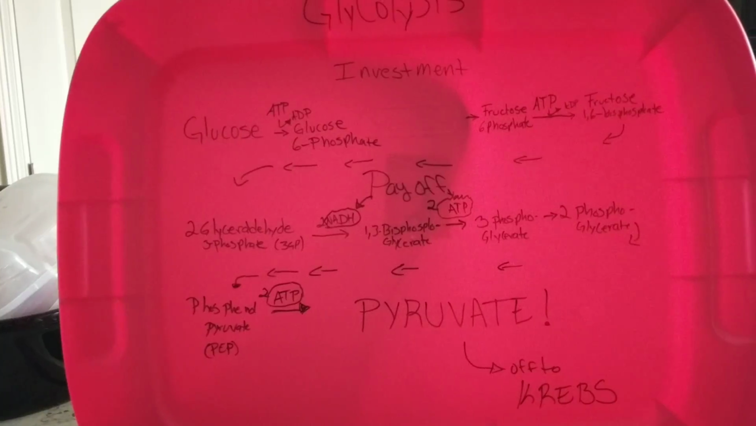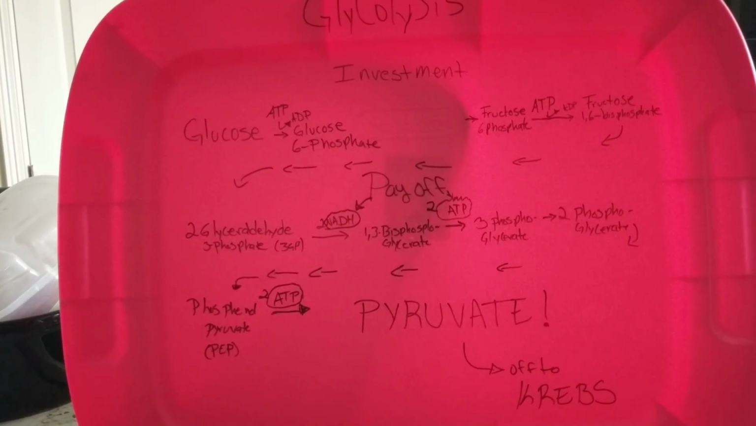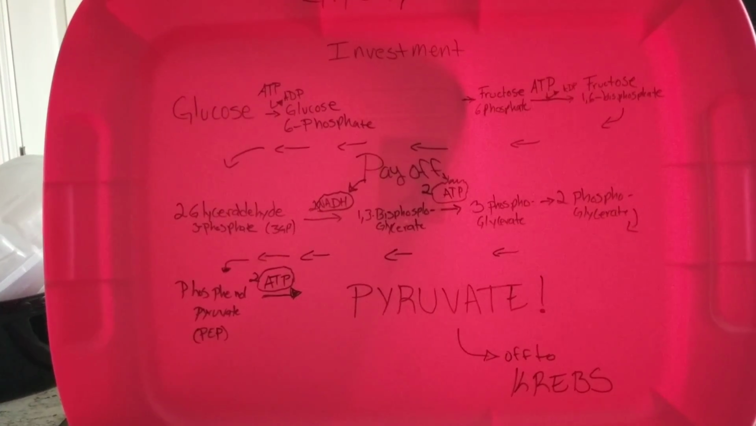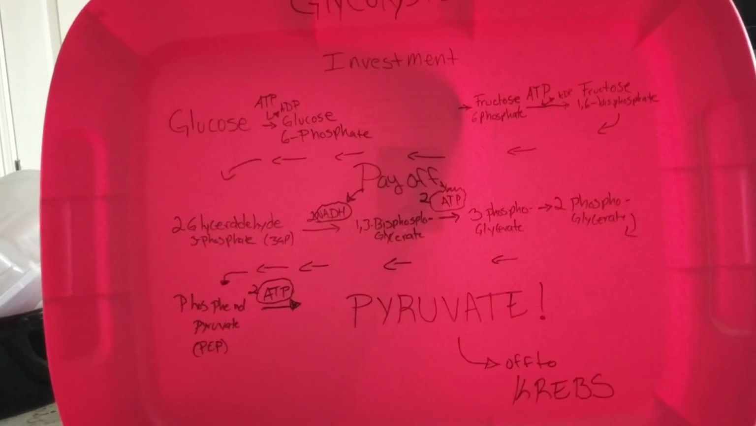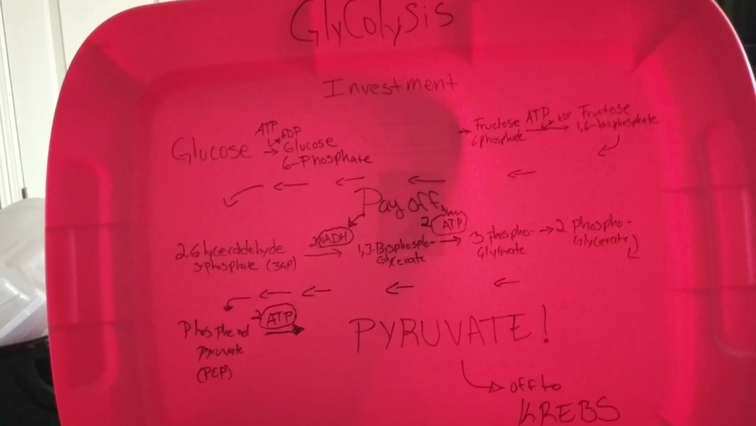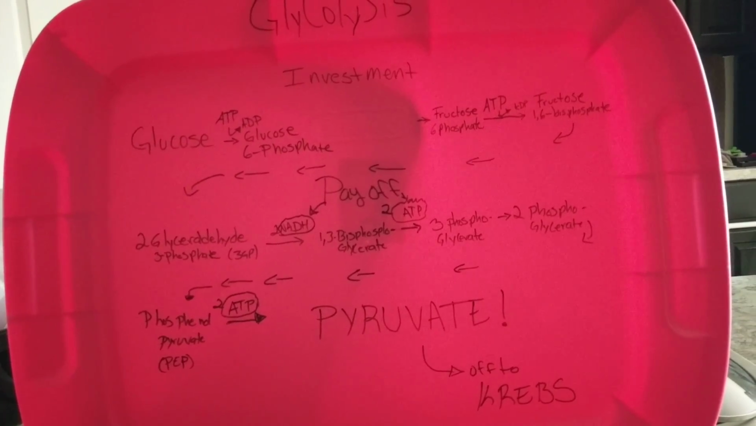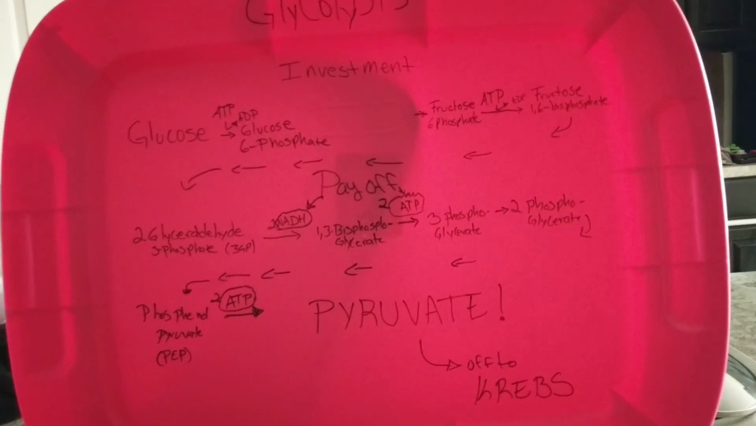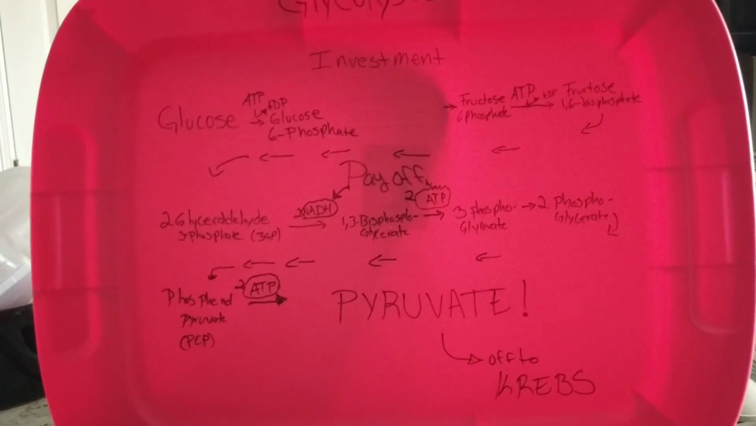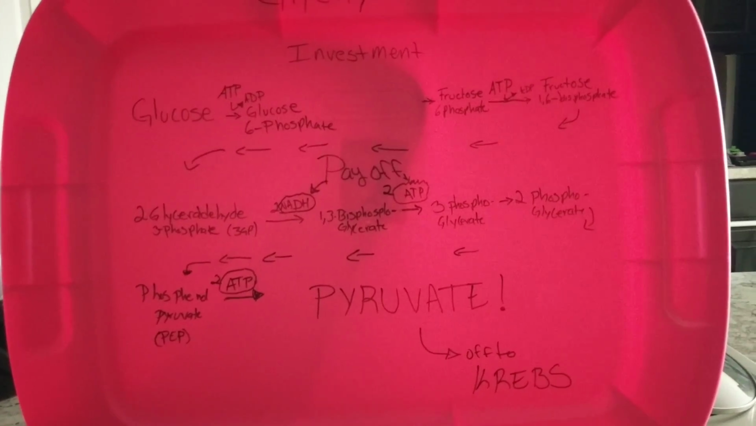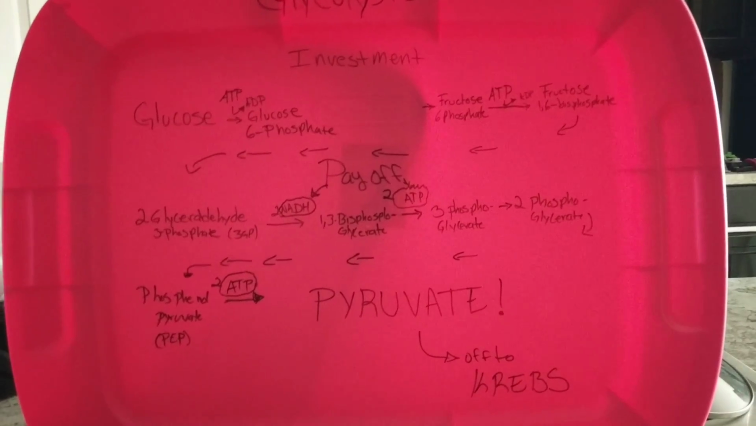And that turns into phosphoenolpyruvate. That's where we create our last set of ATP, which is 2 other ATPs, and we end up with our final product of pyruvate, which will then go off into the Krebs cycle and complete its own cycle of its own to give us even more energy.